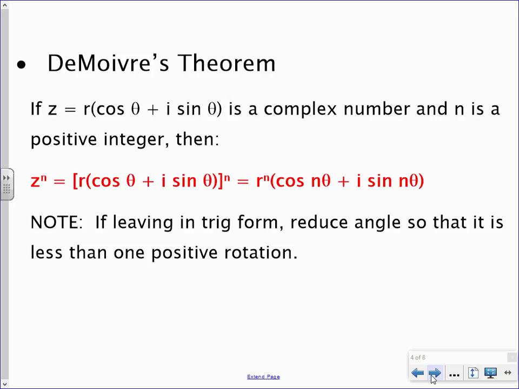Once again, if we are leaving a number in trig form, we still want it to be an angle between 0 and 360. If on some occasion it ended up being like 0 degrees or 360 degrees, which one would you have us use? Either one would be fine.